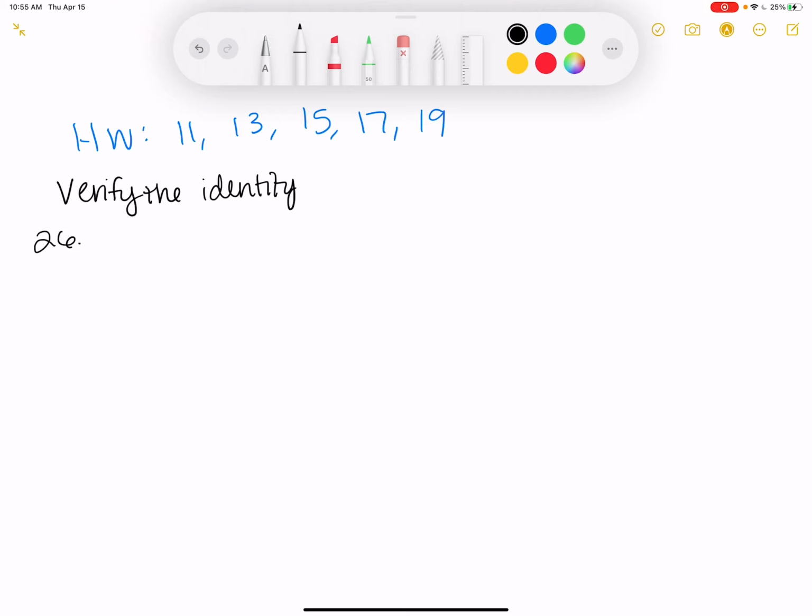All right, number 26: the tangent of theta times the cosecant of theta times the cosine of theta is equal to 1. Do they all equal 1, or multiply together to equal 1? Multiply together equal to 1. So we leave the 1 over here. We don't touch it.